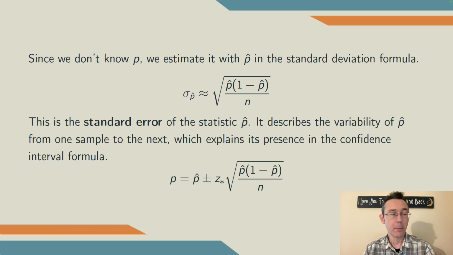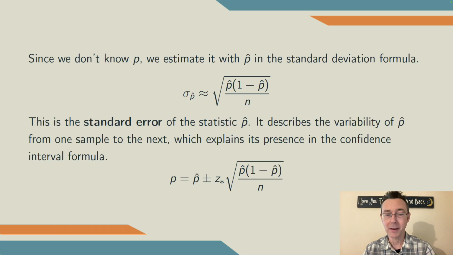Since we don't know the population proportion p when we're doing confidence intervals, we do the obvious thing, which is to estimate it with the sample proportion in that formula. When we do that, we get the square root of p hat times 1 minus p hat over n. So that's supposed to approximate the standard deviation of the statistic p hat over many samples of the same size. We call this the standard error of the statistic p hat. And again, it describes the variability of p hat from one sample to the next. And that explains its presence in the formula for the confidence interval for the population proportion.